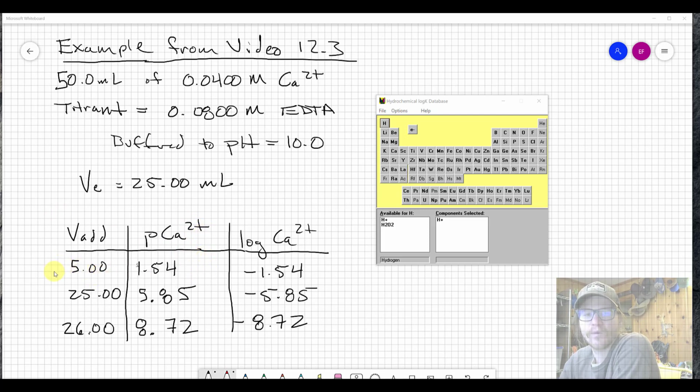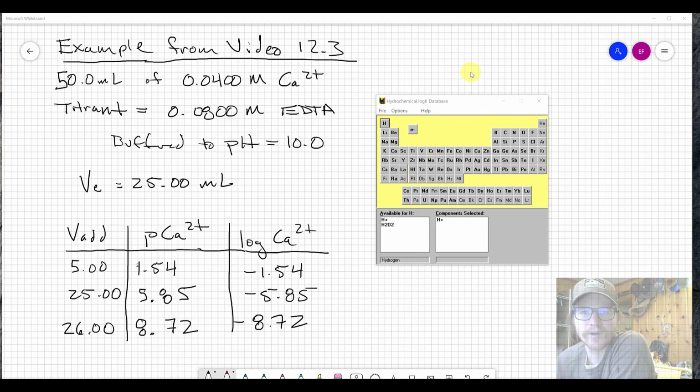So we started at 0.1, which was 5 mL, and that gave us a pCa of 1.54, and then I just converted that to log calcium. The only difference between p and log is the negative, because p is negative log, so you just get an inversion, because that's what Hydra Medusa is going to compute. And then we did 25 mL, which is coincident with our equivalence volume, so that's the equivalence point of the system. That gives us a pCa of 5.85, and then the last addition is 1 mL past equivalence, or 26 mL. That gave us a value of 8.72.